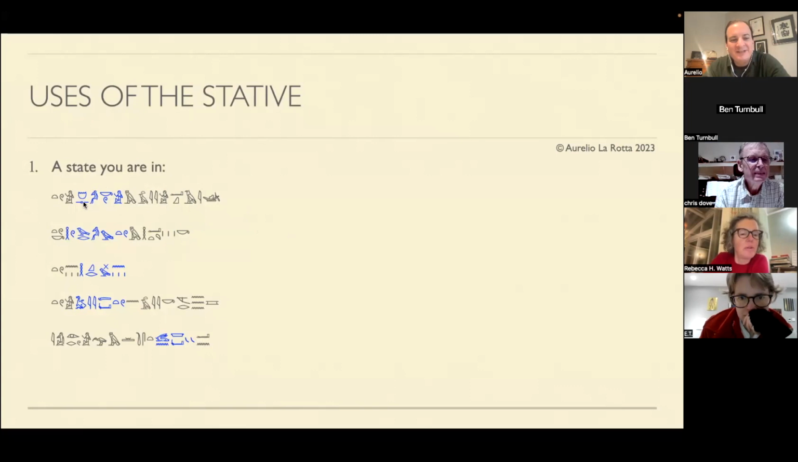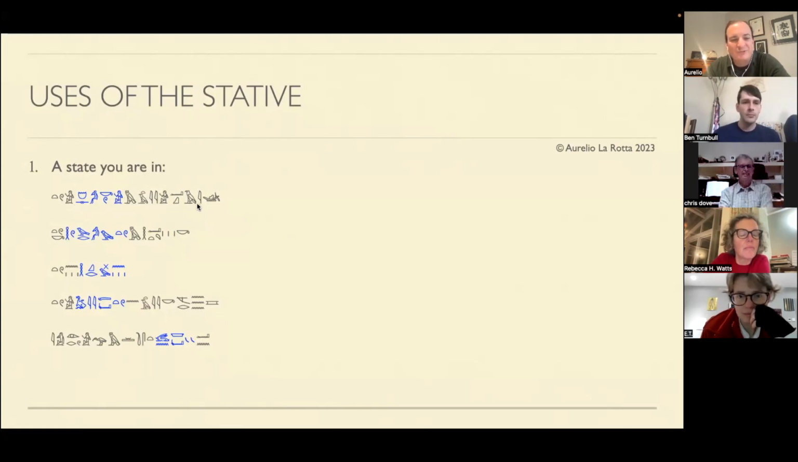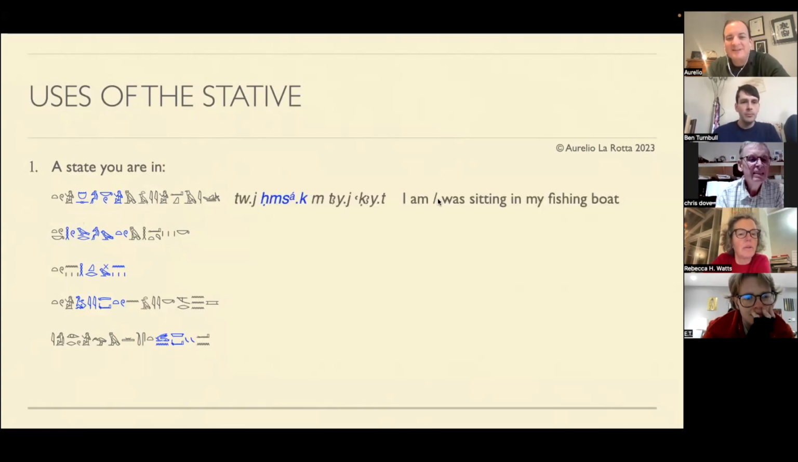So tui hemsek, no, hemsak, I guess. Tai akai. So basically, akai is a fisher boat. So I was sitting or am sitting in my fisher boat. That's from actually, I think it's a police inquiry where somebody was describing what happened. So this is the stative. Why? Because he's sitting in there. He didn't sit down in it, but he's already sitting in there. And then something happened. Let me click on the transcription.